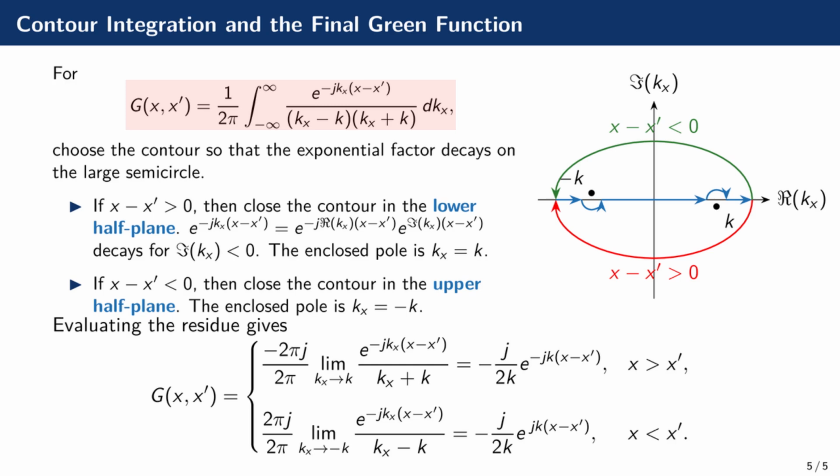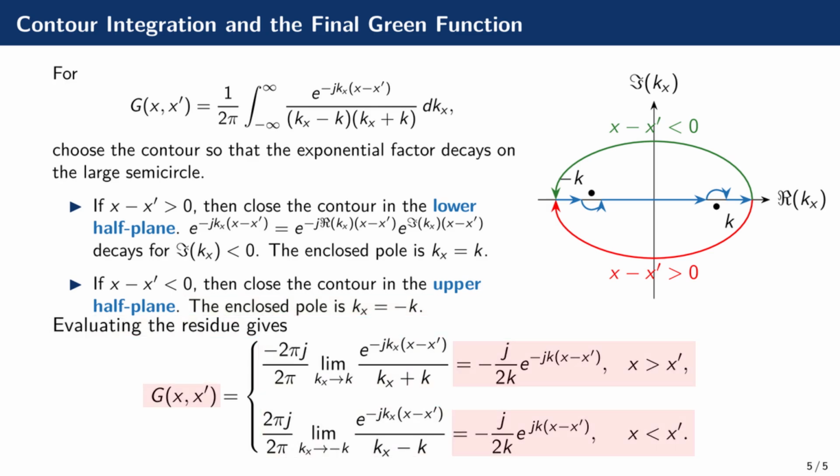Now let us evaluate the inverse transform. If x minus x prime is positive, we choose the contour in the lower half plane, so that the exponential factor decays. Then the enclosed pole is k_x equals k. If x minus x prime is negative, we instead choose the contour in the upper half plane. Then the enclosed pole is k_x equals minus k.